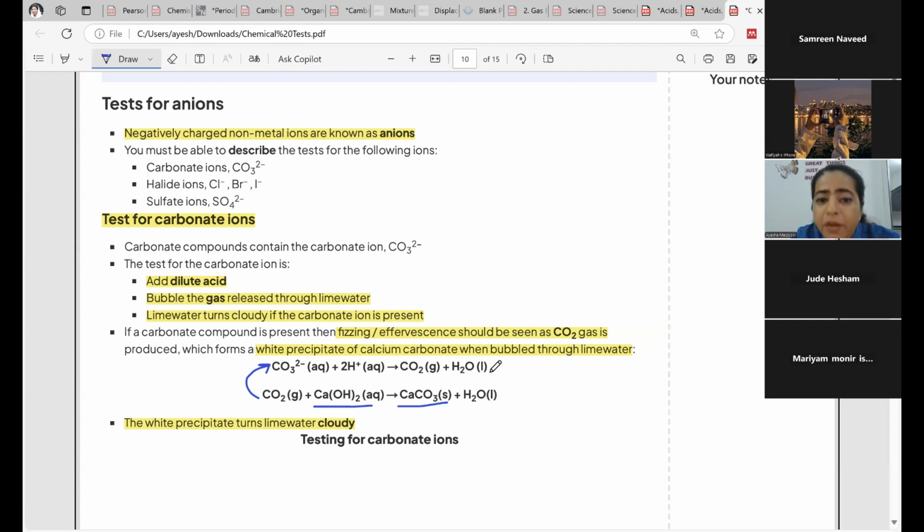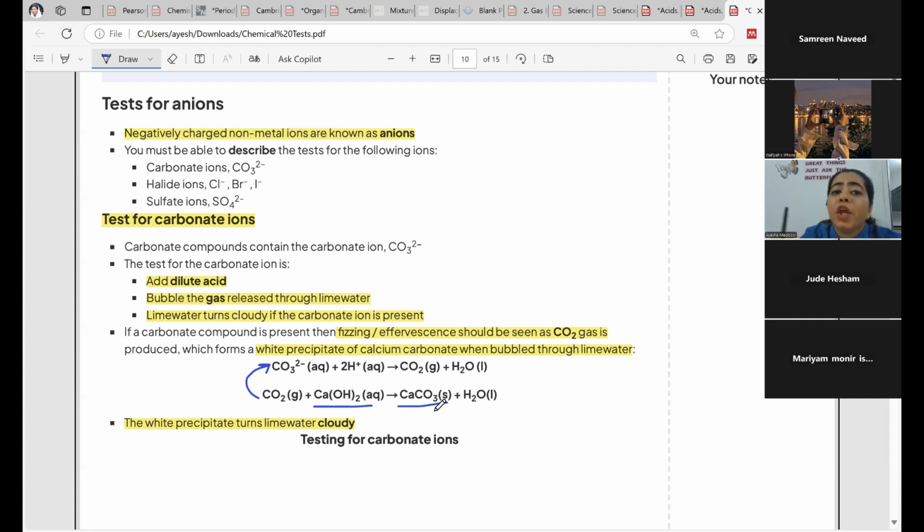Okay. And Miss, one more question. Yes, sure. The precipitate is the solid formed in a chemical reaction, right? This product, after passing it through the lime water, is going to be the solid, the calcium carbonate. So Miss, that's the precipitate. What did you say again, Samreen? Miss, the precipitate is the solid we get from a chemical reaction.